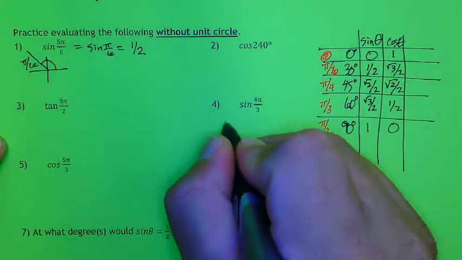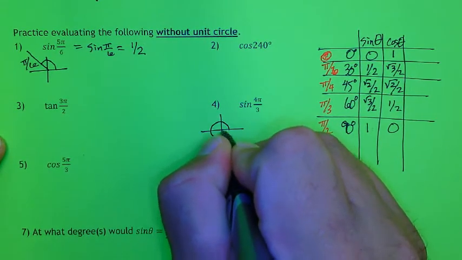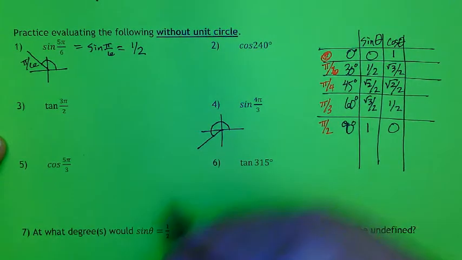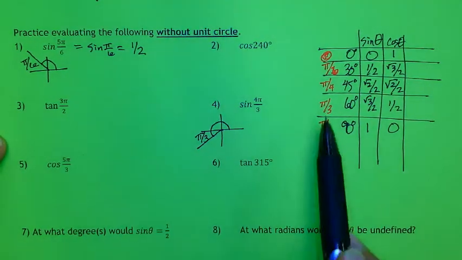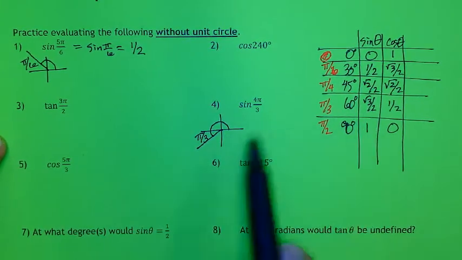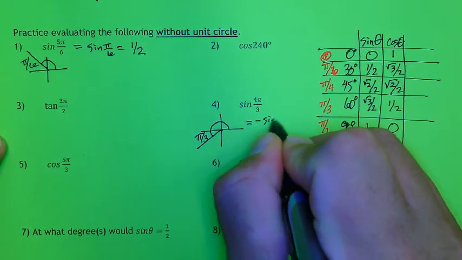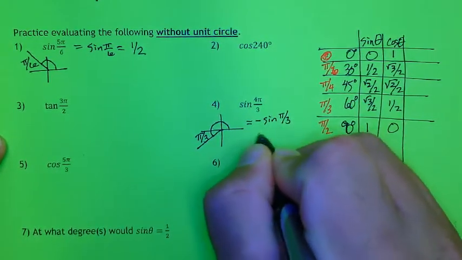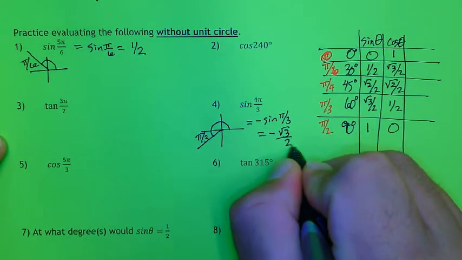Sine of 4 pi over 3. 4 pi over 3 comes all the way around into the third quadrant. Reference angle, pi over 3. Sine of pi over 3, right over here in the third quadrant. We know that's going to be the same as the negative sine of pi over 3 because it is in the third quadrant. So negative root 3 over 2.